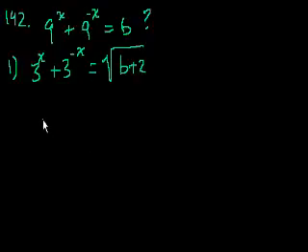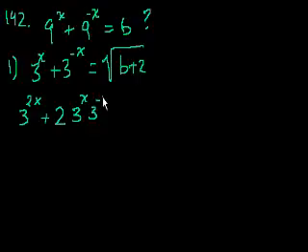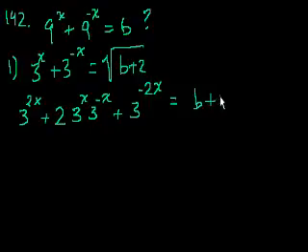So the right-hand side is equal to the left-hand side, so you get, if you square it, 3 to the 2x, and then you get plus 2 times these multiplied by each other, 3 to the x, 3 to the minus x, plus 3 to the minus 2x is equal to b plus 2. I just squared both sides. 3 to the x times 3 to the minus x, that just equals 1, right?